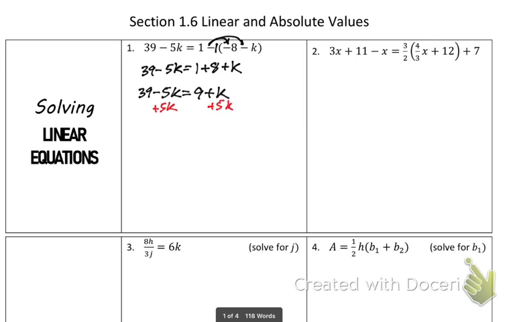So I'll add 5k to both sides, which will give me 39 equals 9 plus 6k. Now I should subtract that 9 from both sides. That will give me 30 equals 6k. That 6 is attached to that k by multiplication, so I'm going to divide both sides by 6, which is just going to create k equals 5.